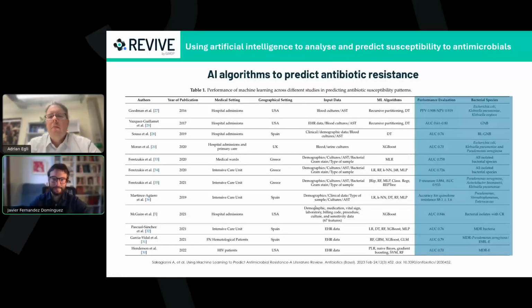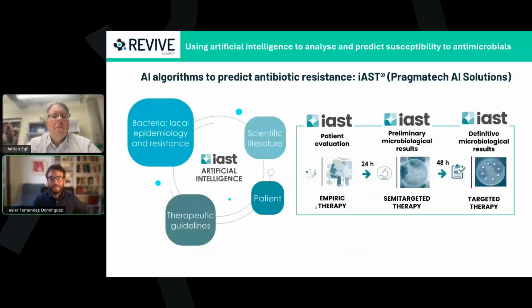At Pragmatech, we have been working on this topic for 4 or 5 years, and we have developed an algorithm that is capable of predicting antibiotic resistance. This algorithm has been converted into a product, a software, and this software is certified. We have the CE mark.